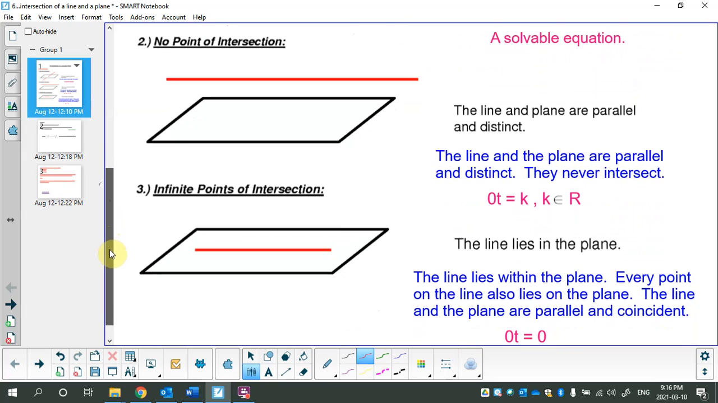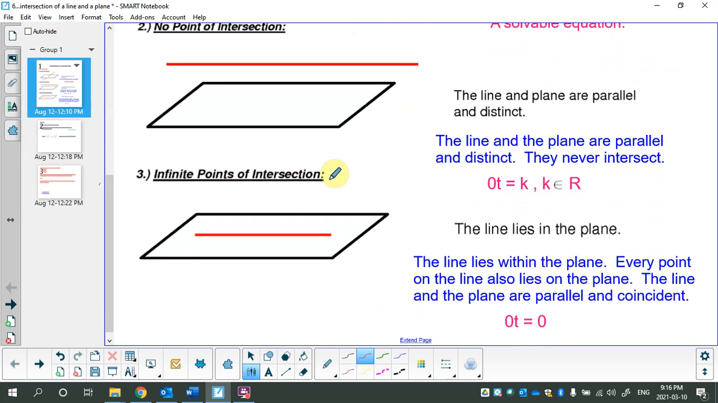The third situation is infinite points of intersection, and that is when the line and the plane are not distinct. They are coincident. So you've got two new words. Distinct means they are separate from each other, and coincident, in this case, means the line is lying inside the plane. It's like drawing a line on a piece of paper. The line lies within the plane. Every point on the line is also on the plane. Your result this time is 0t equals 0, which always happens. 0 times a number is always 0, and that means you've got infinite points of intersection.